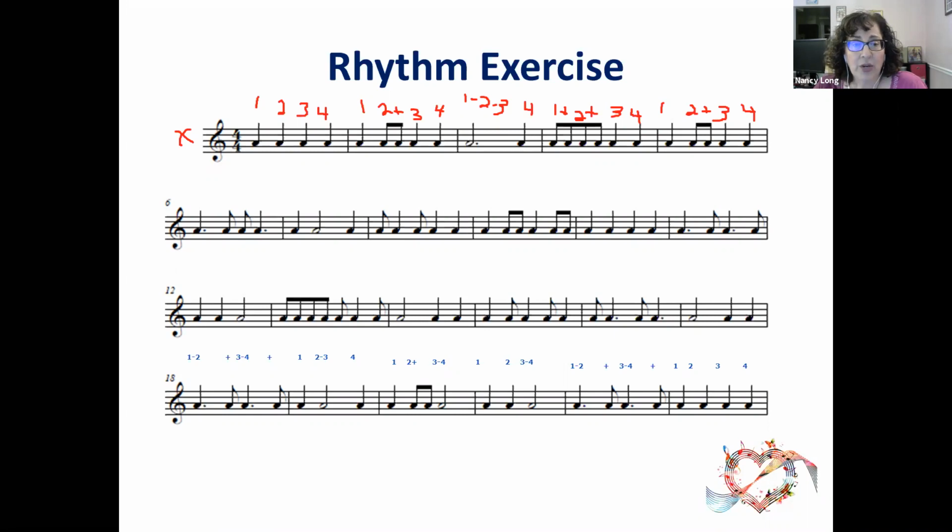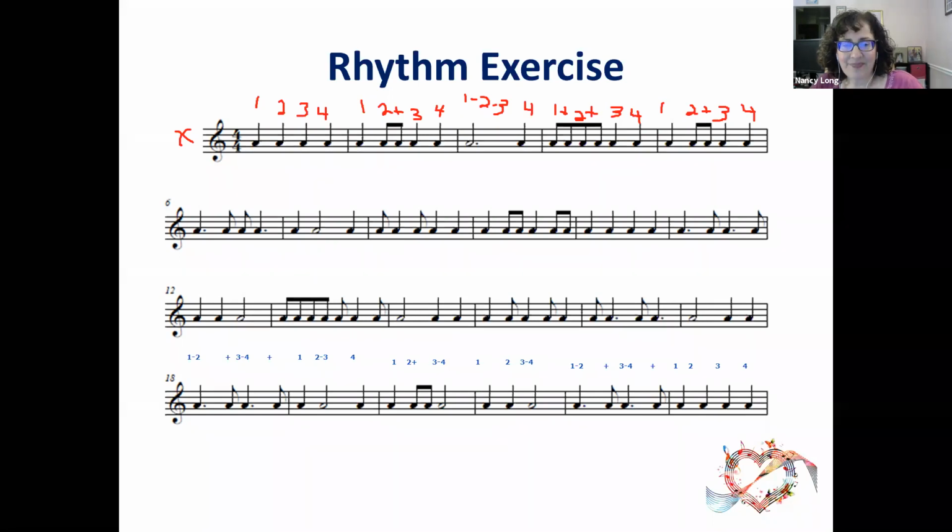We're going to count it. We're not going to clap it just yet. Let's all start counting when I get you started. 1, 2, ready, go. 1, 2, and 3, 4, and 1, 2, 3, 4. 1, 2, and 3, 4. 1, 2, 3, 4. 1, 2, and 3, 4, and 1, 2, 3, 4. How did that go? Do I get a thumbs up?